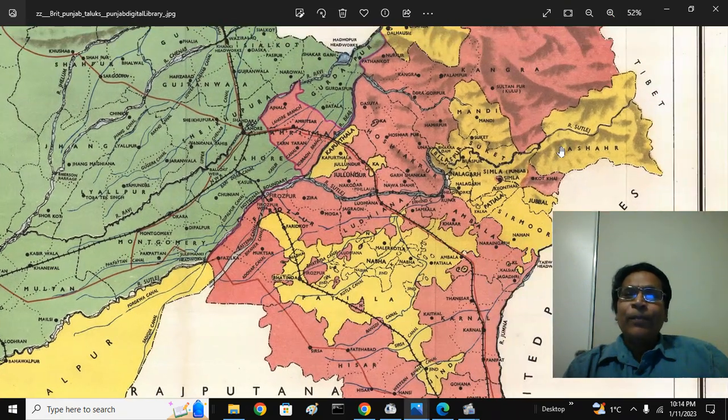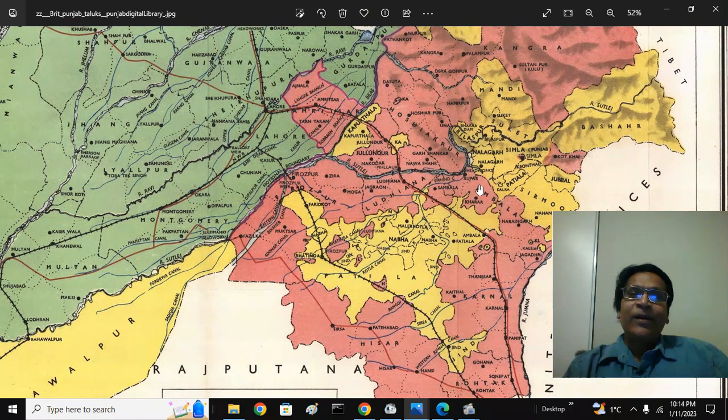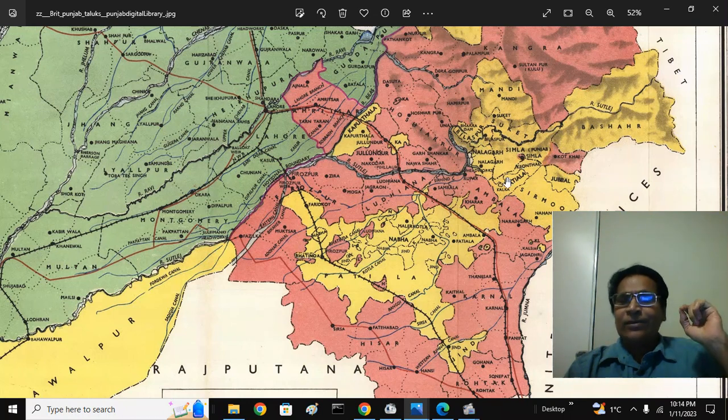An important one is Rampur, headquarters Bashar. Today it is essentially Kinnaur district. Then another important one is Nalagarh, now in Solan district. So the geography becomes complicated. Maharaja Patiala has a lot of territories here. Simla, that small area, was held by the British; you see it in red. Now Simla district is very different. That was part of this Bashar, the Simla hill states, and so on.